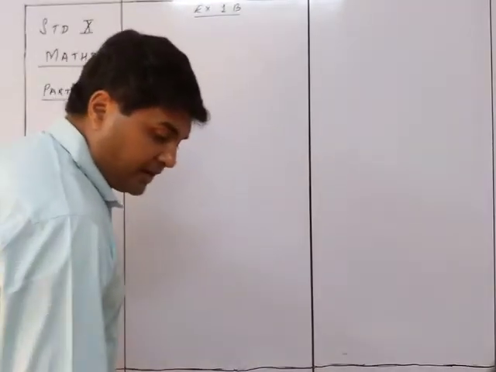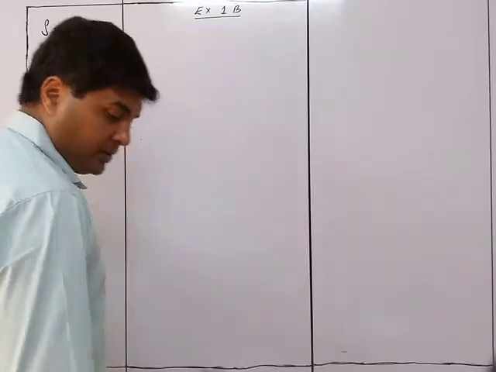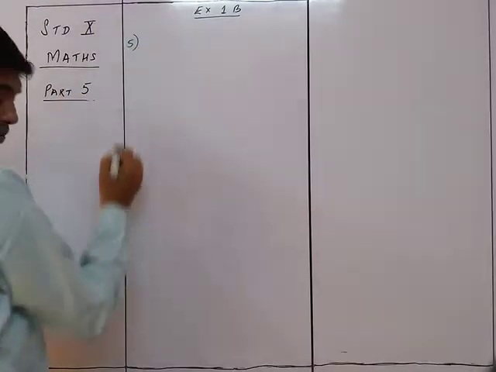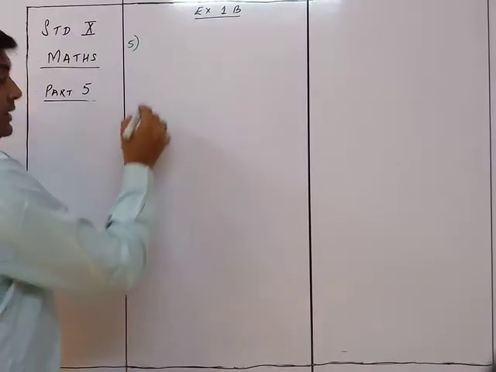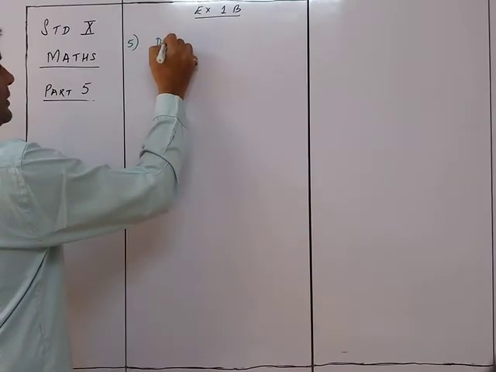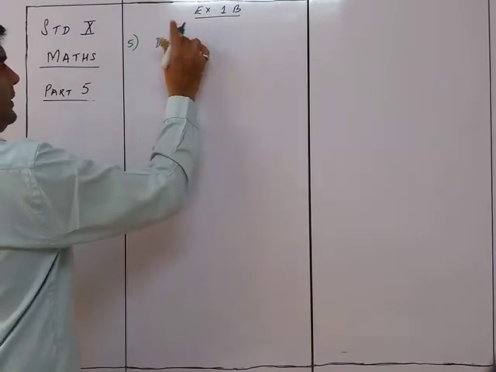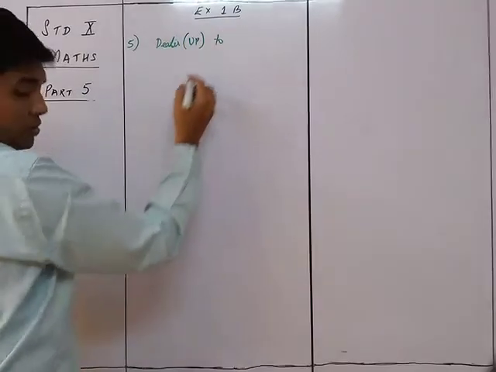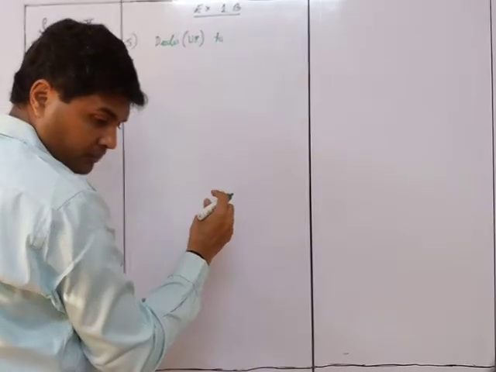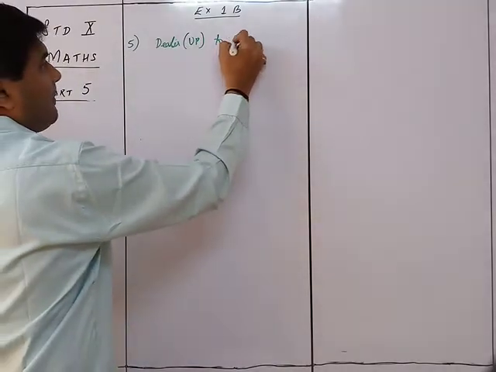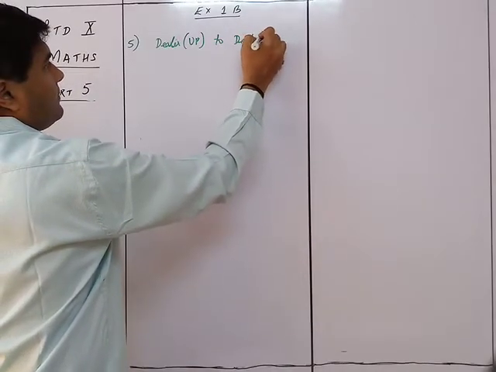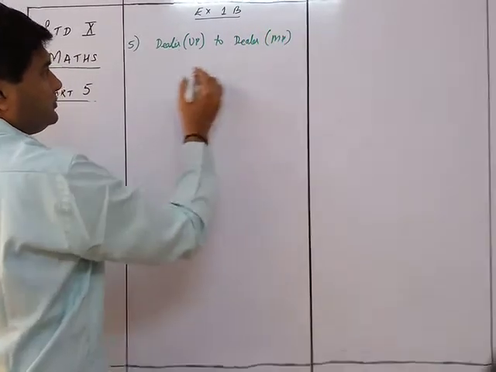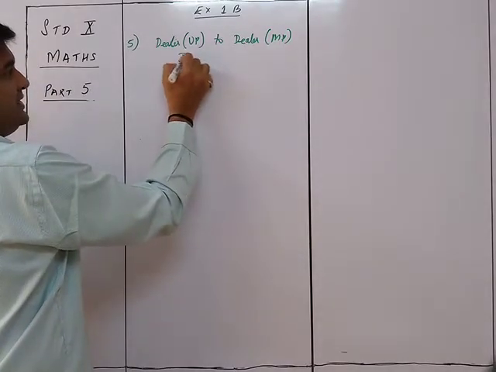So we have over here, first one is question 5: dealer in UP to dealer in MP. That will be IGST.